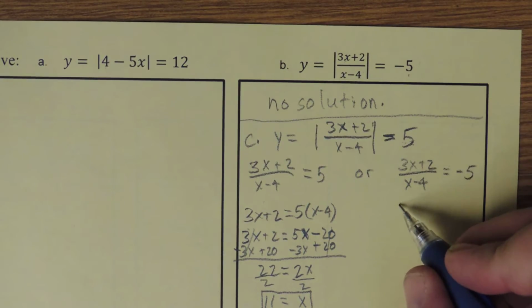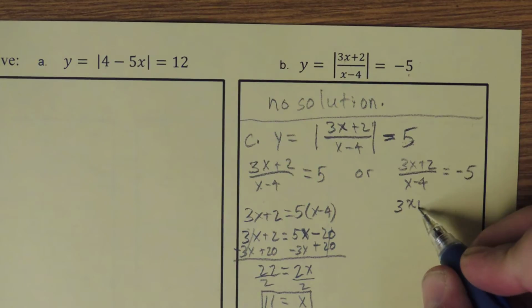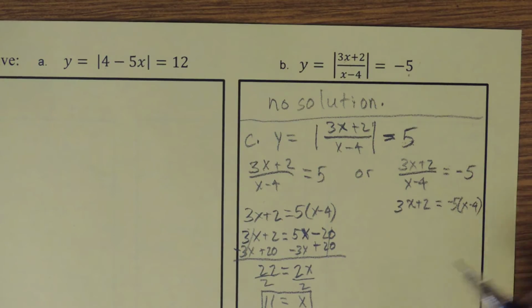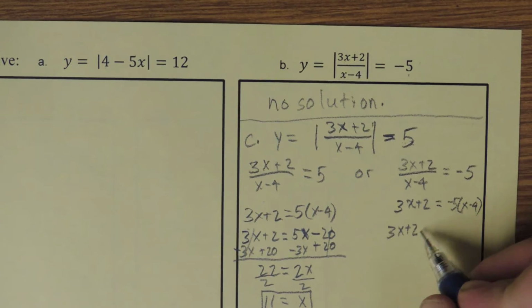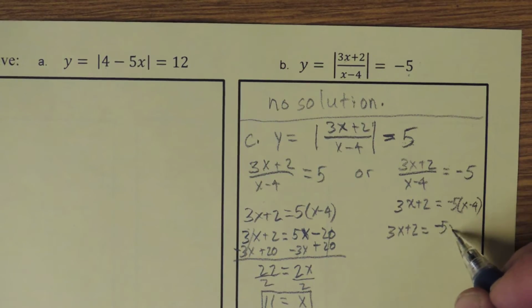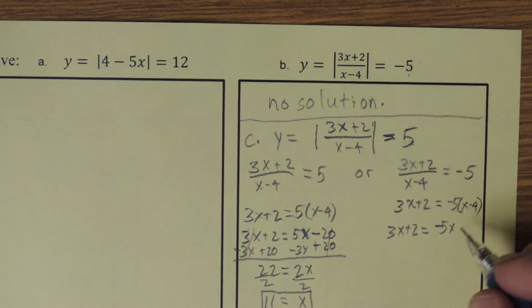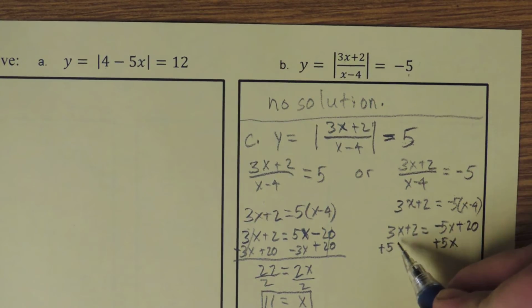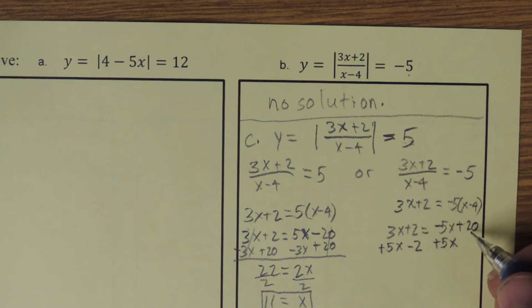Once again, multiply both sides by x minus 4. 3x plus 2 equals negative 5 times (x minus 4). 3x plus 2 equals negative 5x. I also multiply the negative 5 times the negative 4. It's 20. And same thing, except now I'm going to add 5x's to both sides. I could subtract 3x from both sides, but that would give me a negative number. We have the technology to work with that. I just like to make my life easier. I'm going to subtract 2 from both sides then to get all the numbers over here.